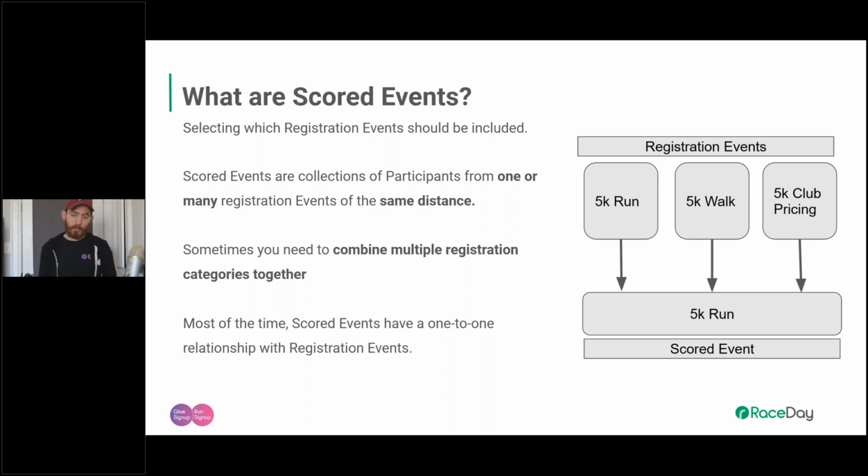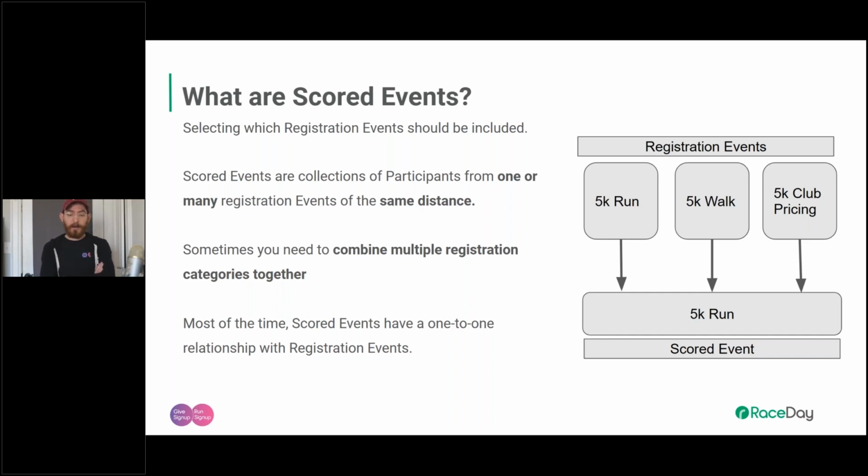I don't care if they said they were going to walk, run, or if they're in the club, let's say. Now, there may be cases where they don't want that, but let's say they wanted all of them combined together. If that's the case, you can go ahead and select those 3 registration events and put them into a single scored event that will basically allow you to create reports just for that 5K run. So it makes it easier when you have these multiple registration categories. And so that's why we have this concept of registration events and scored events. So you have the flexibility to combine registration events if needed.